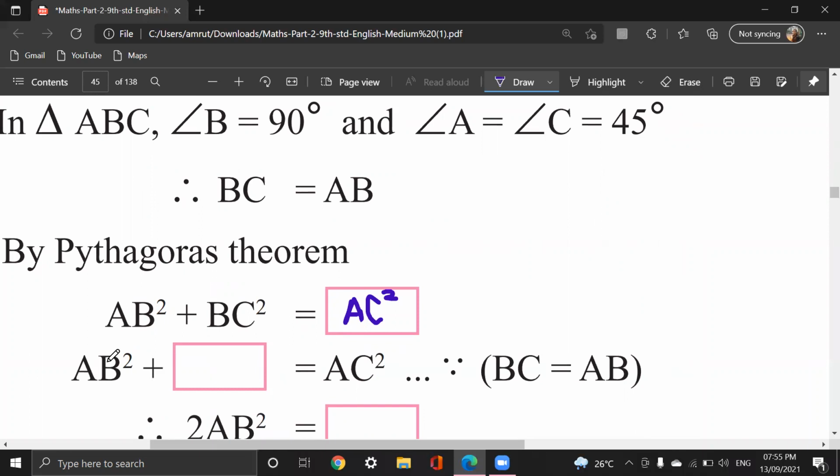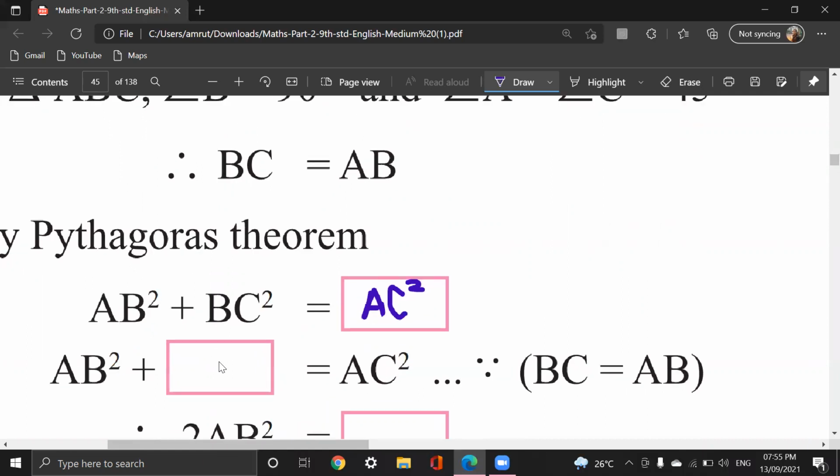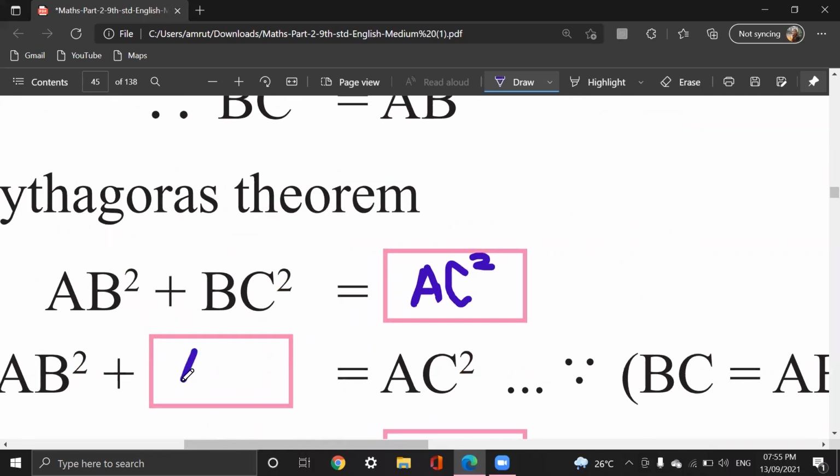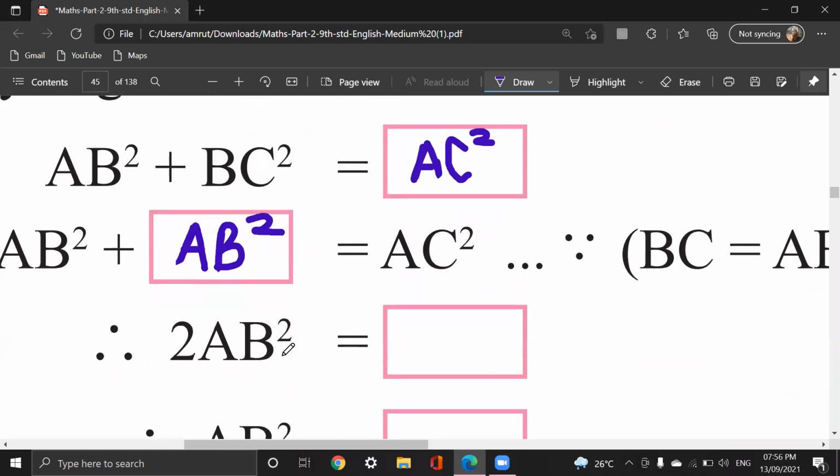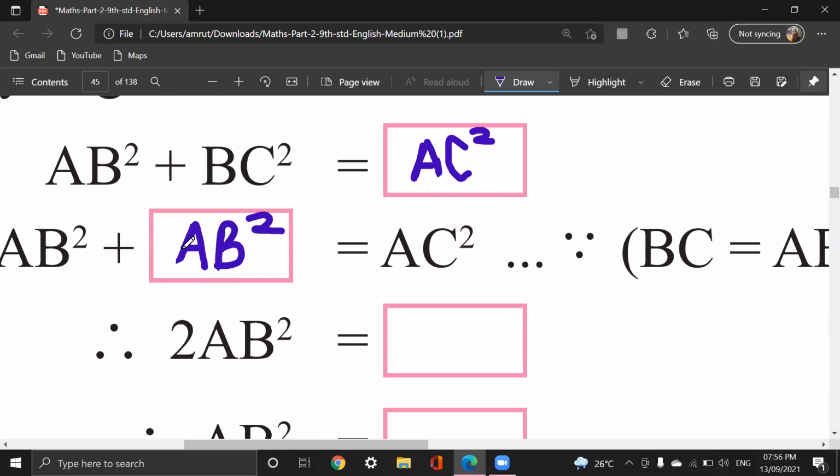Now we already know AB square. In place of BC, can I replace it with AB? Because AB is equal to BC. So in this box, in place of BC square, I can write AB square because AB is equal to BC. So I'll write AB square. Okay, so now here we have 2AB square.